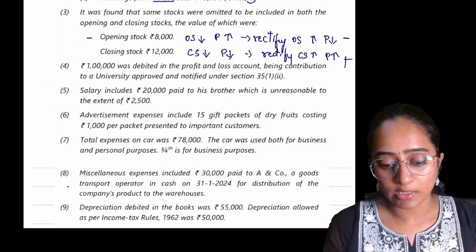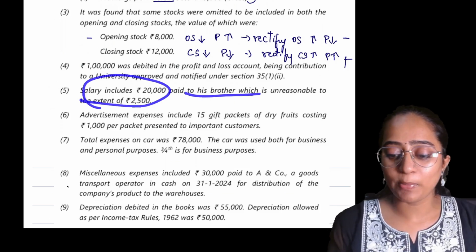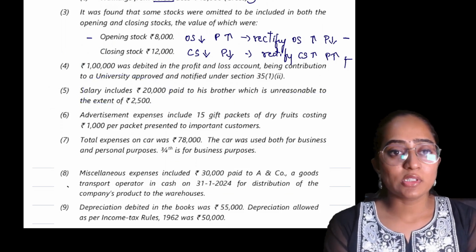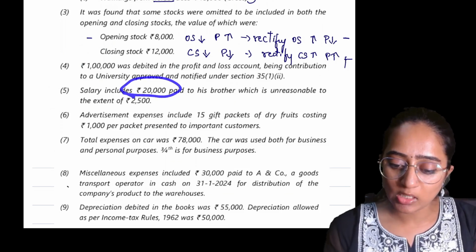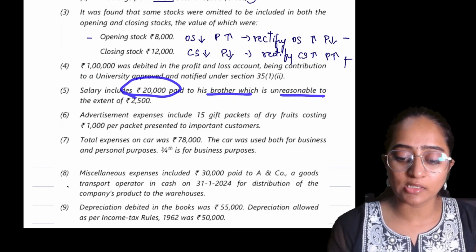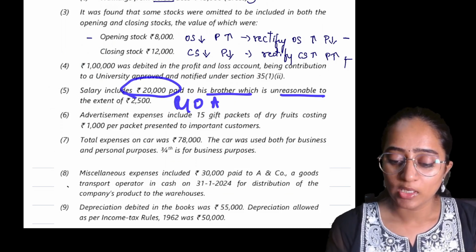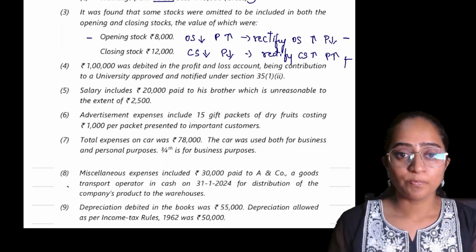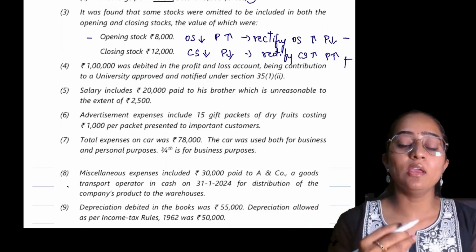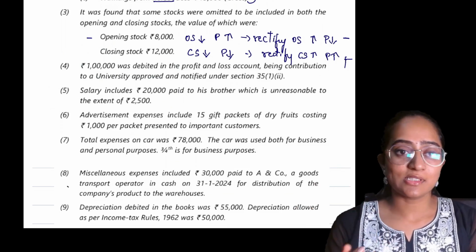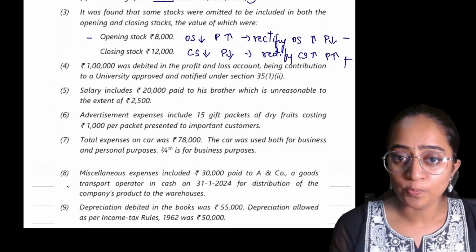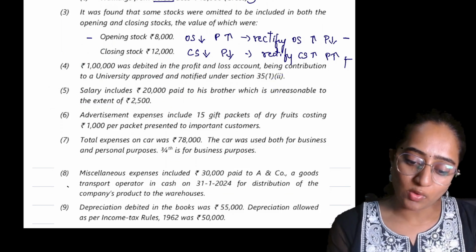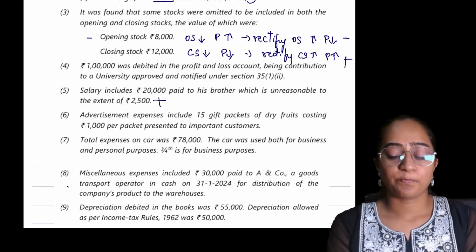Okay, great. Salary includes 20,000 paid to his brother, which is unreasonable to the extent of 2,500. So what is it? Salary includes 20,000 paid to his brother, which is unreasonable under section 40A(2). You guys remember? Under section 40A(2), if it is unreasonable, that is, in excess of fair market value, it would be considered as disallowed expenses. So if it is unreasonable to the extent of 2,500, I'm going to add back this 2,500. Clear?